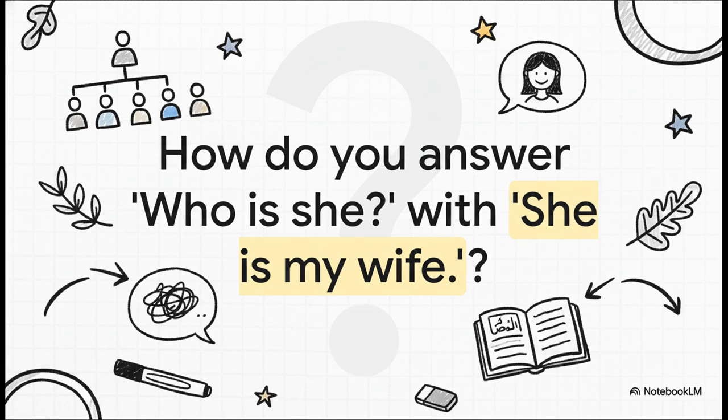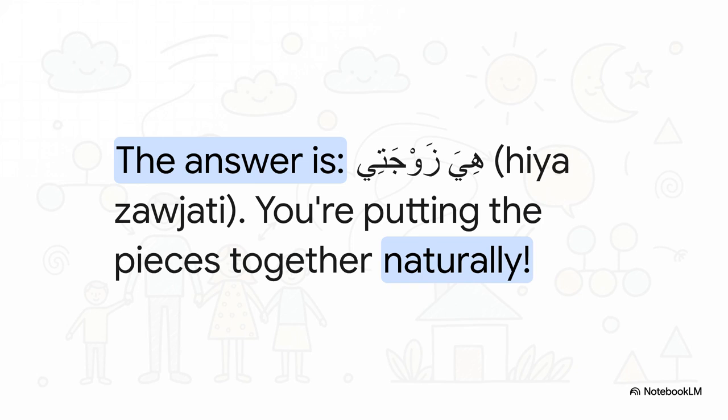Think back to that vocabulary word and the suffix for my. And the answer is hiya zawjati. Simple as that. You grab the word for wife, zoja, add that awesome little e suffix, and you get zawjati, my wife. See, you're already doing it. You're putting the language together.